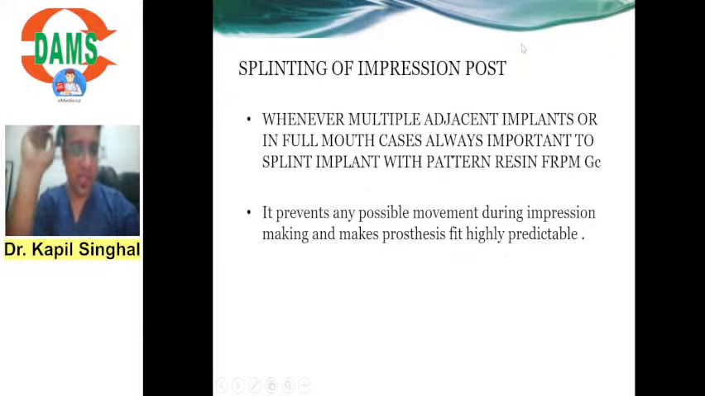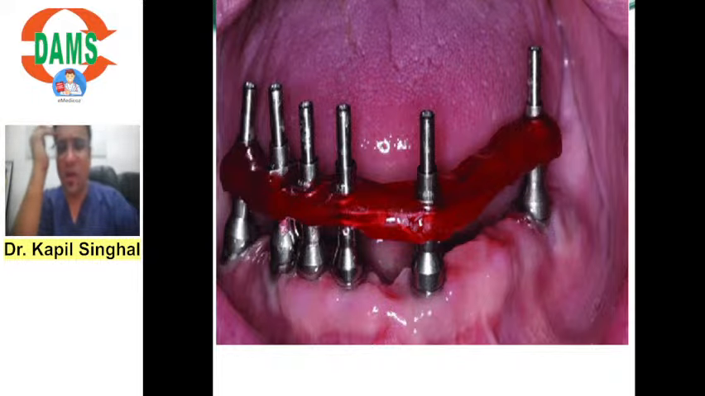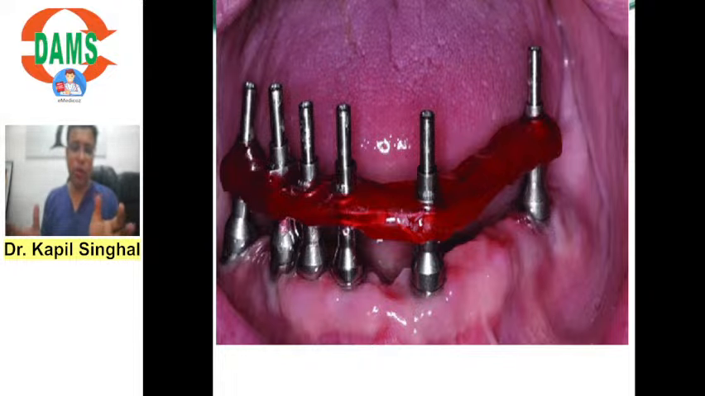So they may ask you two, three questions in this: when do you require to splint the impression post? Meaning, they can ask when you need to join these impression posts together. So splinting of impression posts is required when there are more than one adjacent implants. And why is it required? Just think of a chair. A chair has four legs, and if all four legs are joined to each other, they cannot move separately. So that is why in a chair the legs are splinted.